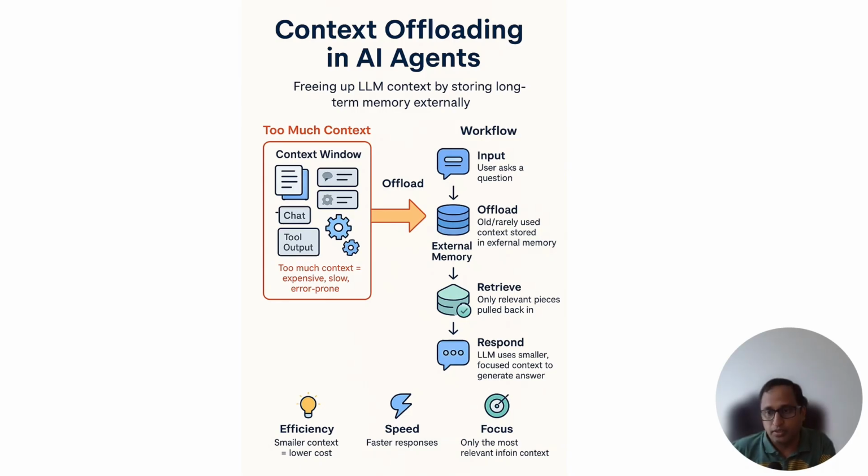Now let's talk about context offloading. This is one of the most important strategies in context engineering. First of all, what is context offloading? Context offloading is about freeing up your LLM's context window by moving large or maybe rarely used information into an external memory. It could be a database, or a vector store, or something like an in-memory store also. This makes sure that the model isn't overloaded with unnecessary details every time you ask questions. First, let's look at what problem this is actually helping.